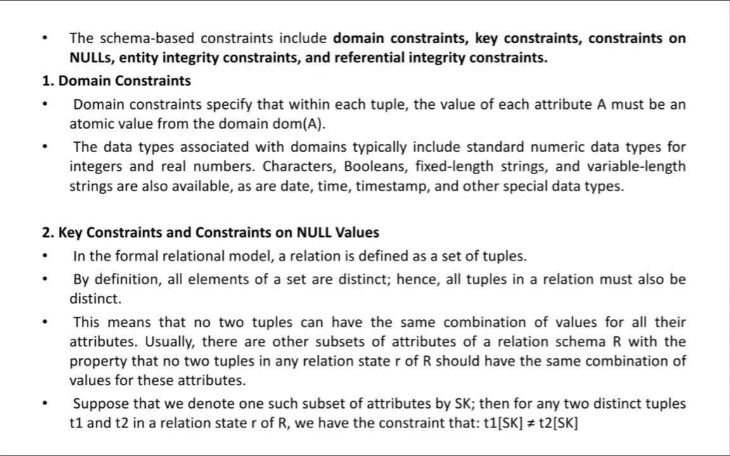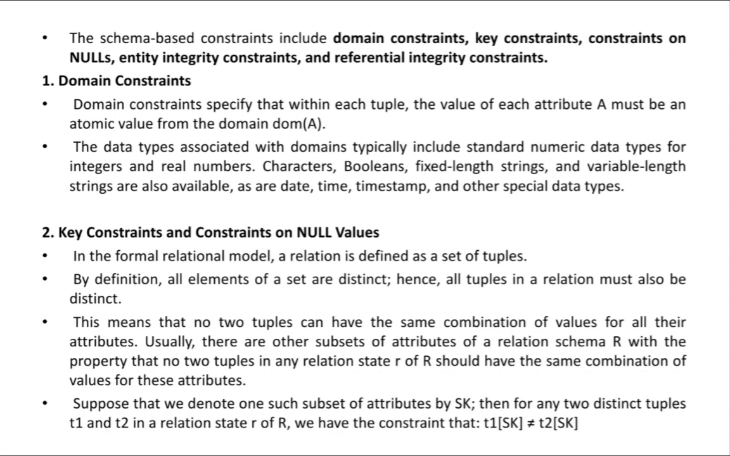In schema based constraints, there are different types actually: domain constraints, key constraints, constraints on nulls, entity integrity constraints, and referential integrity constraints. These are the different types of schema based constraints. Now we will discuss each constraint in detail. So first is the domain constraint.